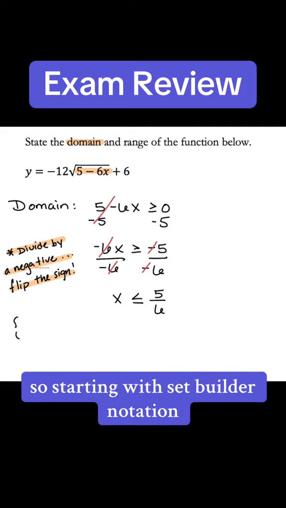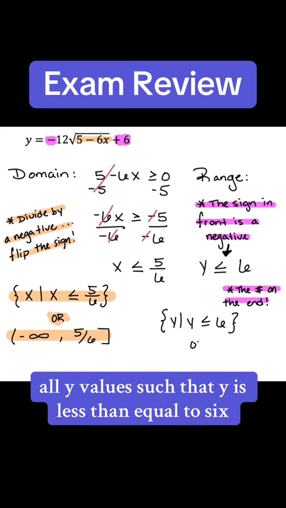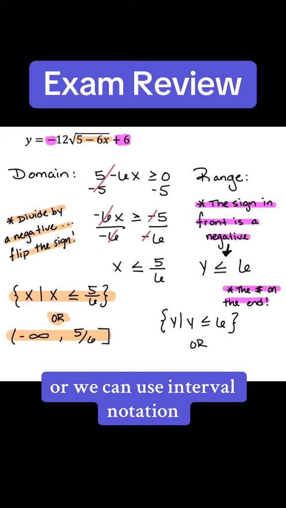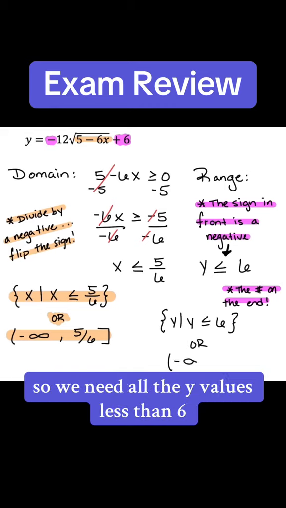Now we can write our answer in set builder notation, all y values, such that y is less than or equal to 6. Or we can use interval notation. So we need all the y values less than 6, so negative infinity to 6. But we want equal to 6, so we will include a bracket. And that is the domain and range of this function.